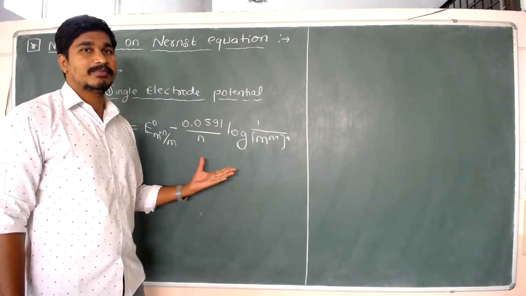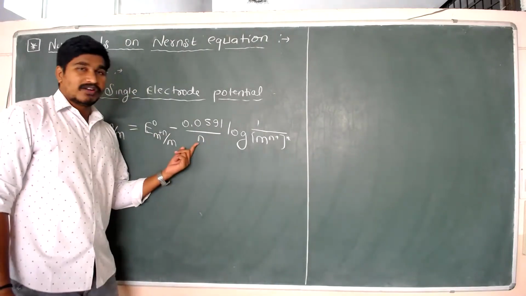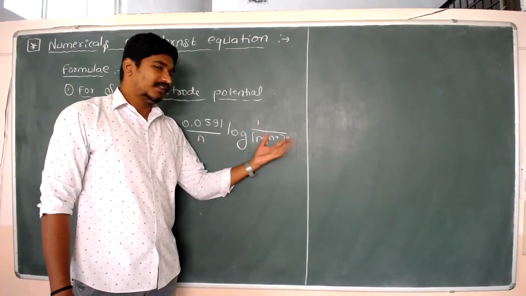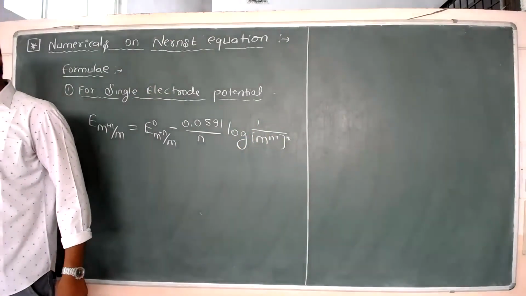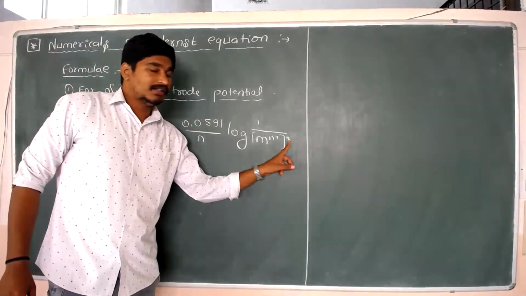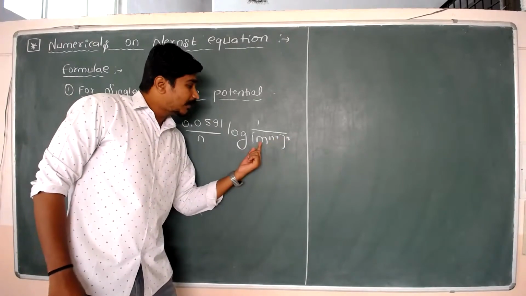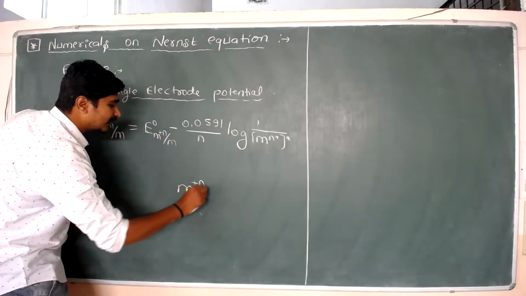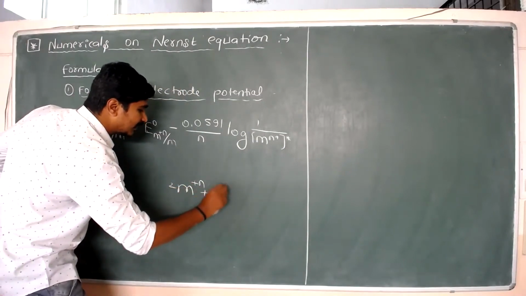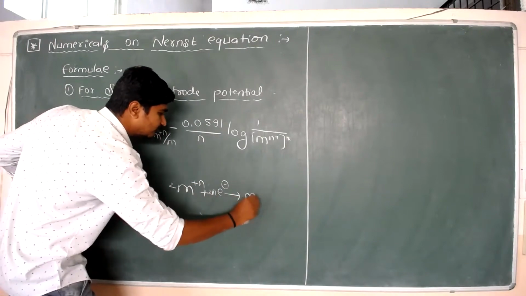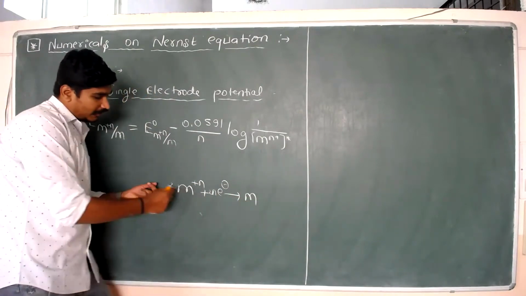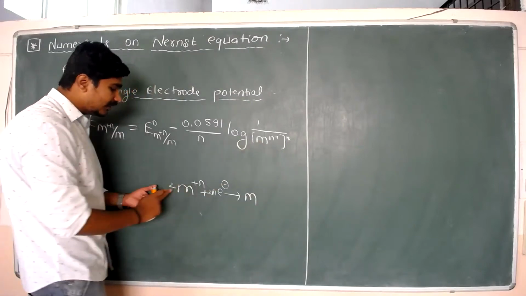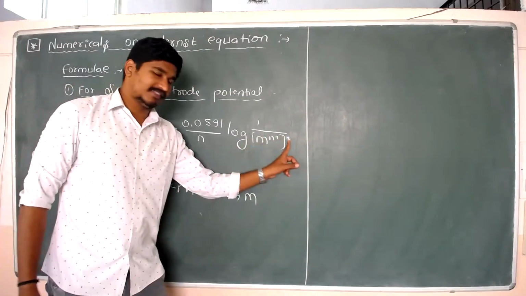By seeing the reaction, we will see the value of n. Here only it is given. Next, log of 1 by [M^(n+)] to the power star. What does this star mean? It is the coefficient of this metal ion in the given reaction. For example, in the given reaction M^(n+) with coefficient 2, plus 2n electrons, gives rise to M. Here the coefficient of this metal ion is 2, so this star will be 2. That is the coefficient of the metal ion in the given chemical reaction.